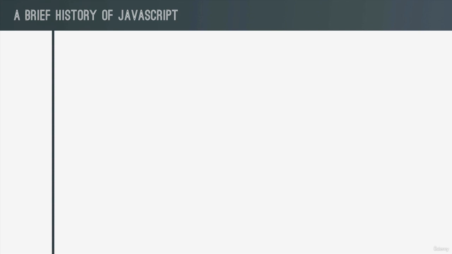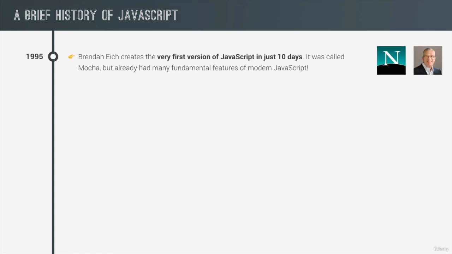Quickly after the internet was invented and the first web browsers were developed, developers wanted to start making websites more interactive. In other words, they needed a programming language for the browser. So in 1995, Netscape Navigator, which at the time was the dominant browser, hired a guy named Brendan Eich to create the very first version of JavaScript in just 10 days. It was called Mocha, so not JavaScript yet, but it already had many of the fundamental features that modern JavaScript has today. That's very impressive, that he created this first version in really just 10 days.